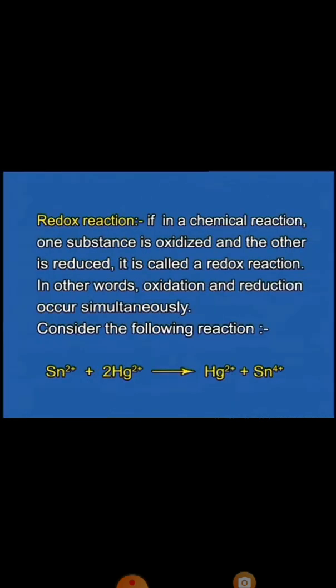What is a redox reaction? If in a chemical reaction one substance is oxidized and the other is reduced, it is called a redox reaction. In other words, oxidation and reduction occur simultaneously. Consider the following reaction.